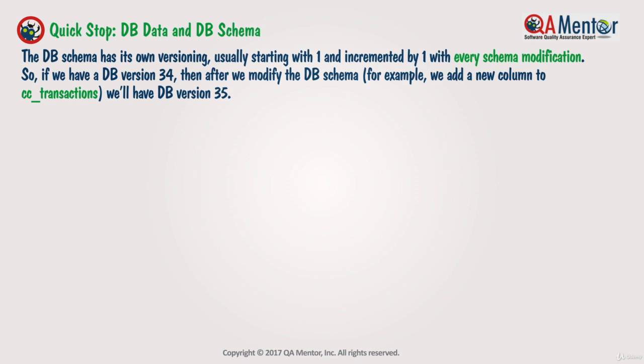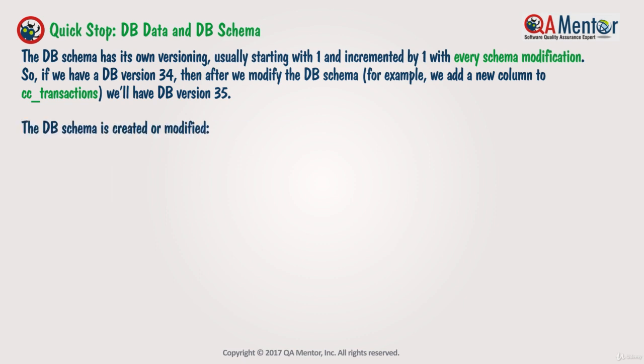The DB schema has its own versioning, usually starting with 1 and incremented by 1 with every schema modification. So if we have a DB version 34, then after we modify the DB schema, for example, we add a new column to CC transactions, we'll have DB version 35.